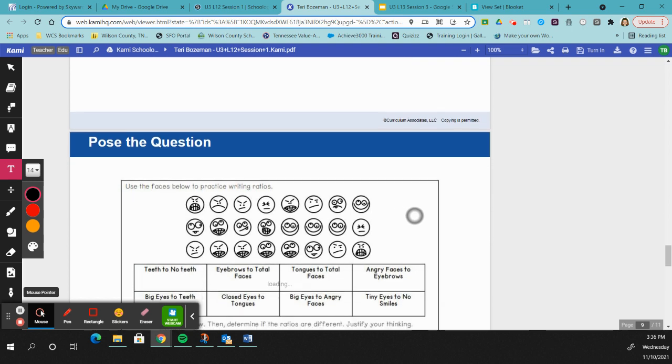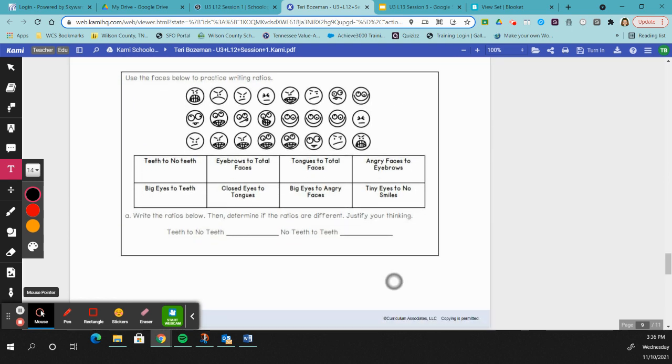Again, we're going to skip discuss it, and that's just because we don't really have anybody to discuss back and forth with if you're at home working by yourself. So use the faces below to practice writing ratios. So we have different faces here. And what we're going to count up first is teeth to no teeth. And the thing that we noticed in class is these that look like they have maybe 1 tooth, that is a tongue. All right, so we're looking for actual teeth.